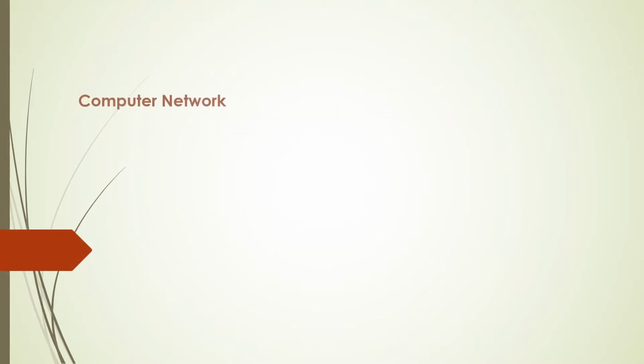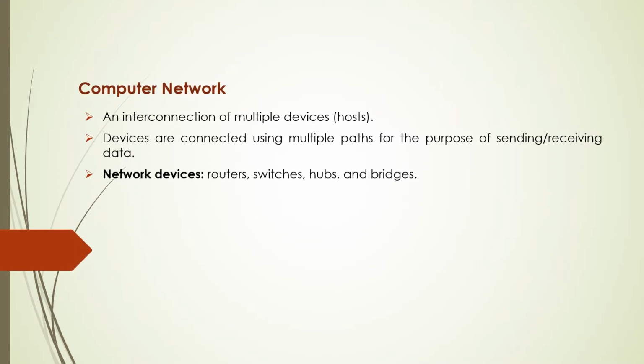So what is a computer network? A computer network is an interconnection of multiple devices, or we can say it is an interconnection of multiple hosts. Devices are connected using multiple paths for the purpose of sending or receiving data. Now, these network devices may be in the form of routers, switches, hubs, and bridges.